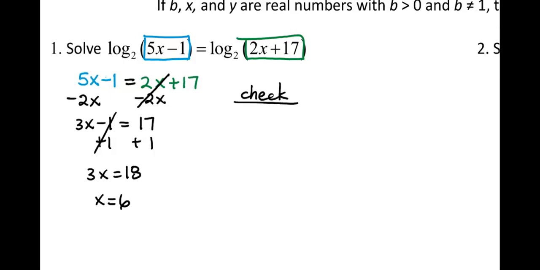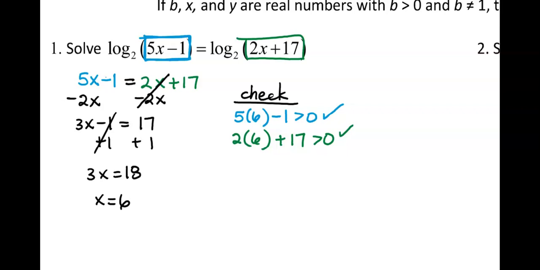When x is equal to 6, the inside of our first logarithm is 5x minus 1, so I'm substituting in 6. 5 times 6 minus 1 is 29, which is greater than 0. So that does not violate the domain of that first logarithmic function. I'm now going to plug 6 into the other logarithm. 2 times 6 plus 17 is also greater than 0. So this does not violate the domain of the second logarithmic function. And so x equal to 6 is a valid solution for that equation.